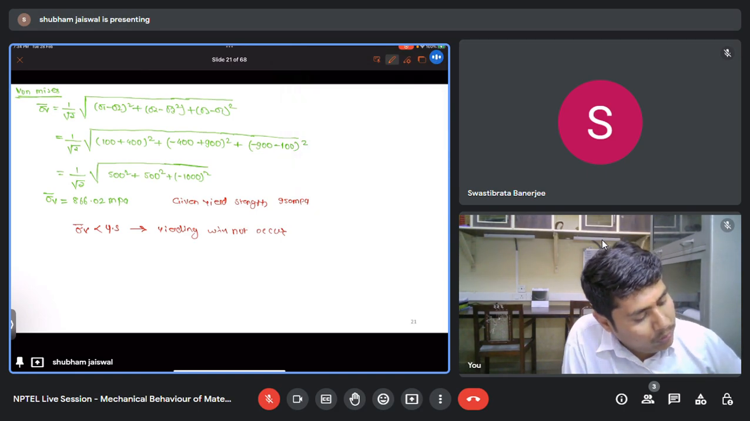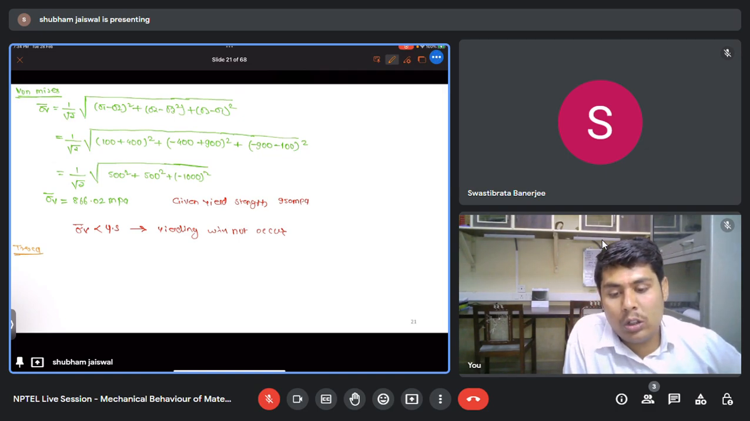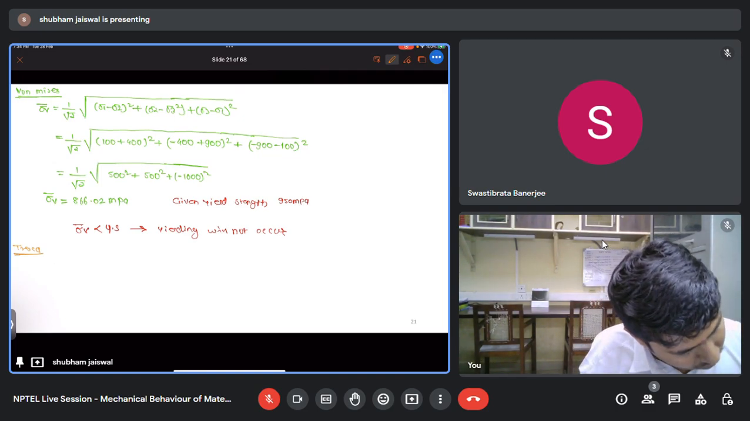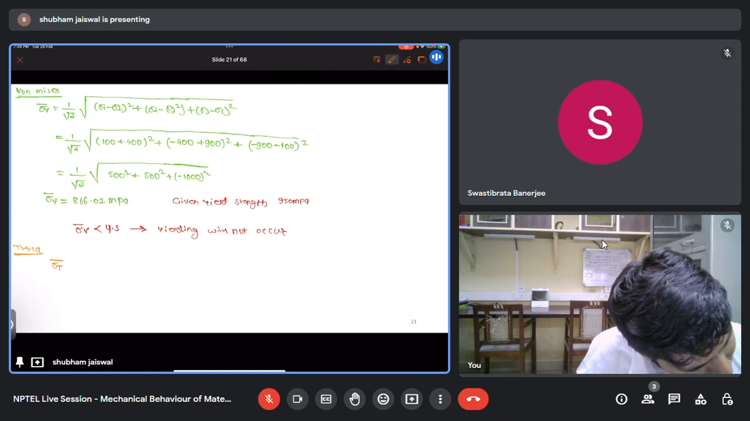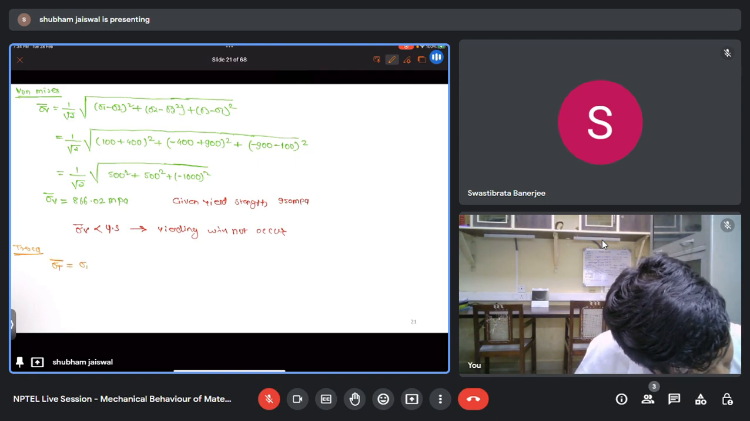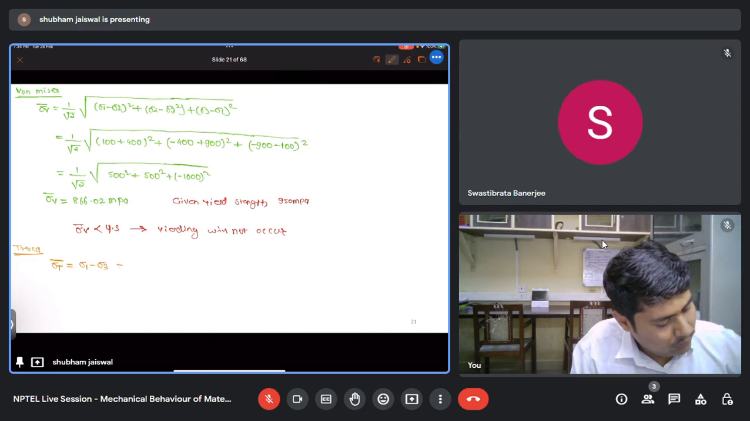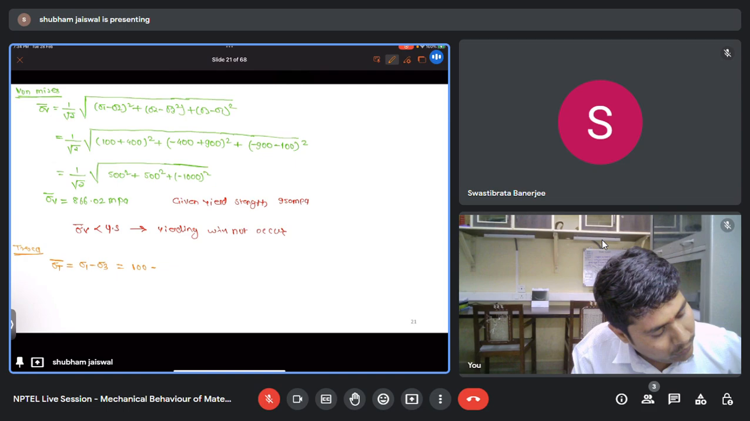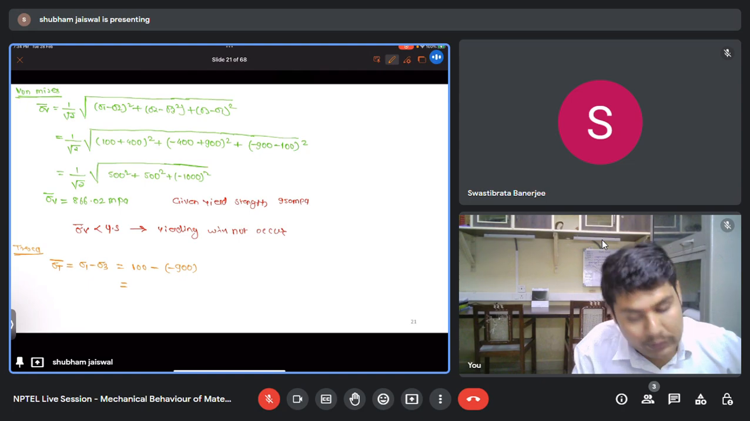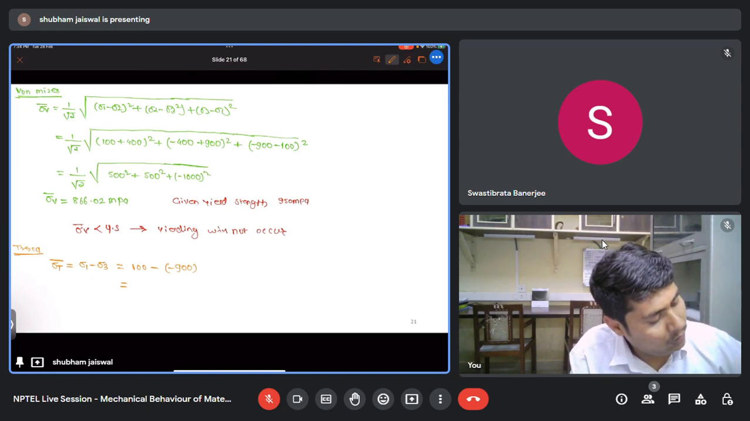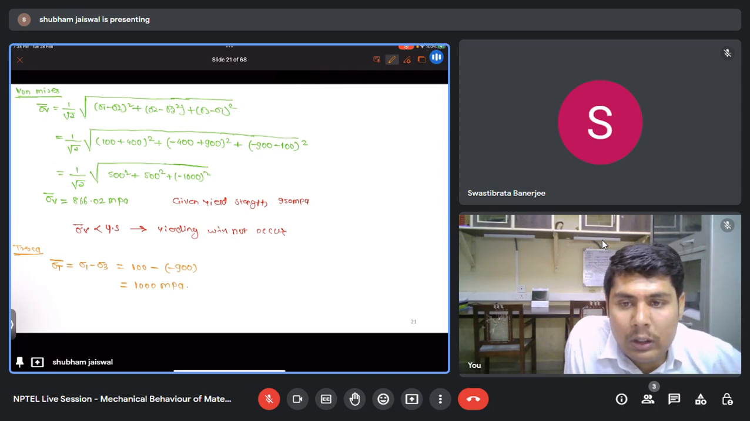The second criterion is which one? Tresca. In Tresca, what is the effective stress? Sigma 1 minus sigma 3. Is it not? So sigma 1 is how much? It is 100. And sigma 3 is how much? Minus 900. So what is its strength? It is 1000 megapascal. So now tell me, Swatibrata, whether yielding will happen or not?